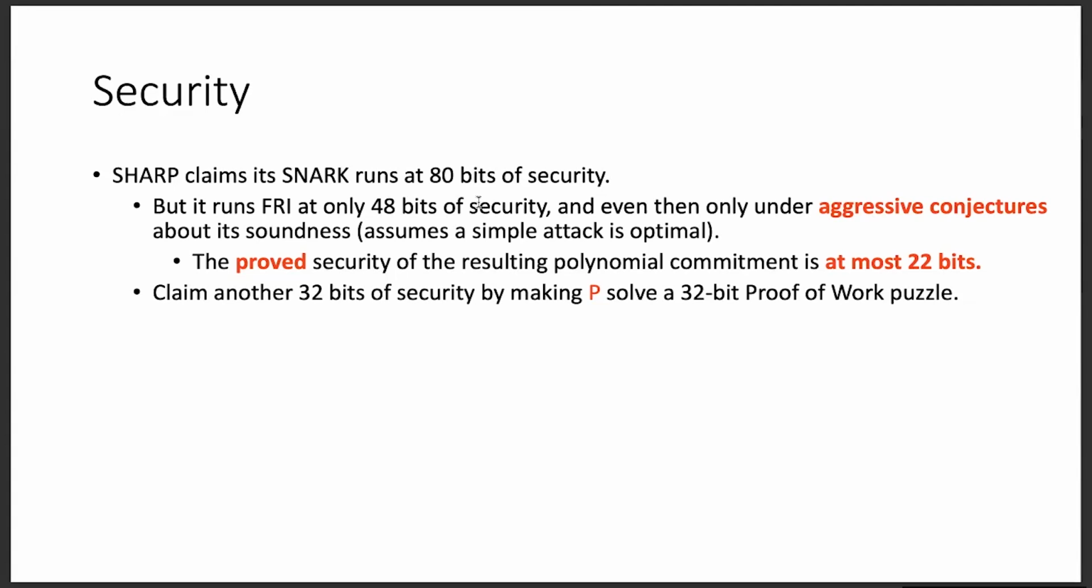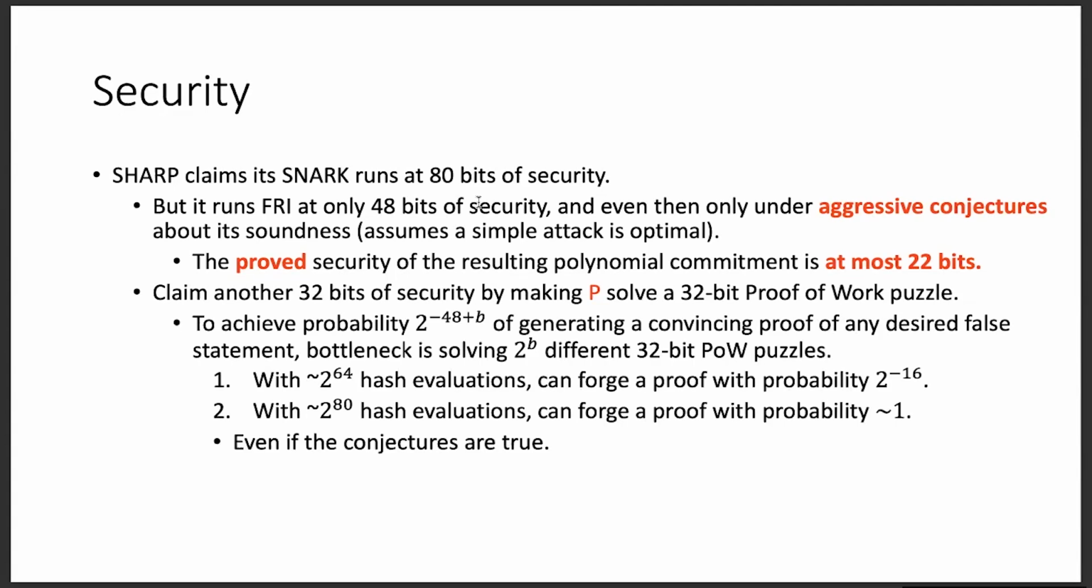This is a little technical, so you can just jump to this bullet point here. With more or less 2 to the 64 hash evaluations, you can have a 2 to the minus 16 chance of finding a convincing proof of a false statement. And if you up that number of hash evaluations to 2 to the 80, you can get that probability quite close to 1. So this is an attack that is there even if the conjectures are true.